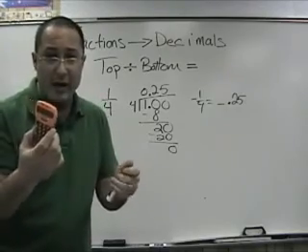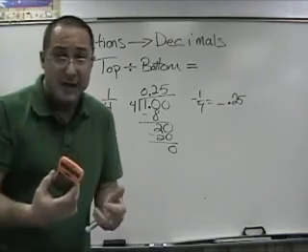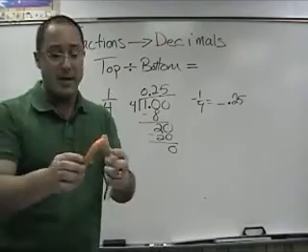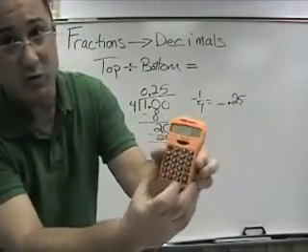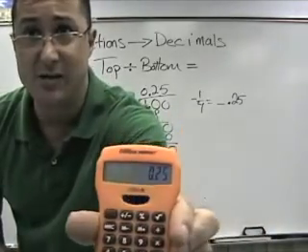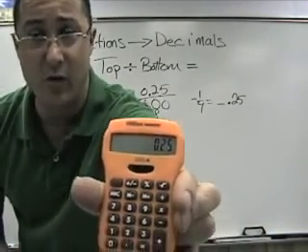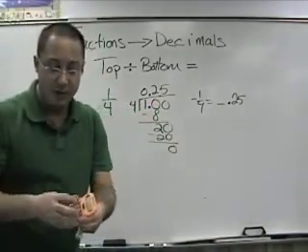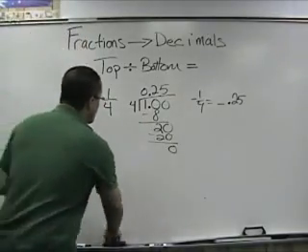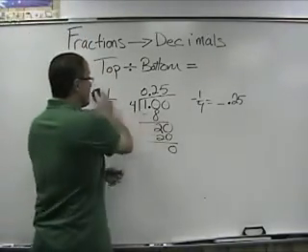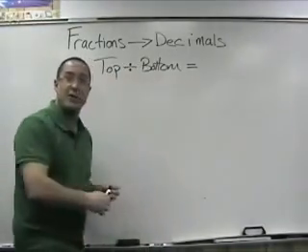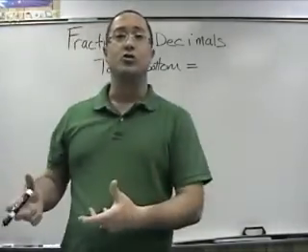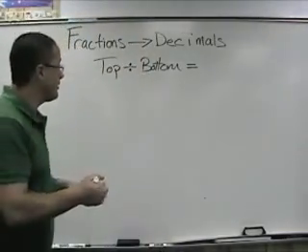But on my calculator, I can do it very easily. I do the same thing. Top divided by bottom equals. So I'm going to say 1 divided by 4 equals, and look, there's the answer, 0.25. You see how that works? Beautifully, okay? So very, very simple. Very easy to convert a fraction to a decimal using a calculator.